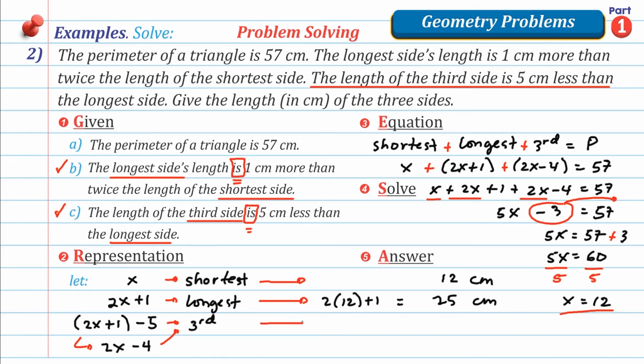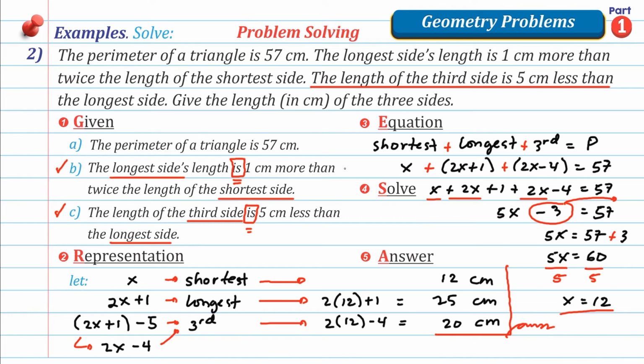And the last side is represented by 2x minus 4. So 2 times x which is 12. Substitute that with 12 minus 4. 2 times 12 is 24. Minus 4 is 20 centimeters. That's it. We now have solved the three sides of our triangle.